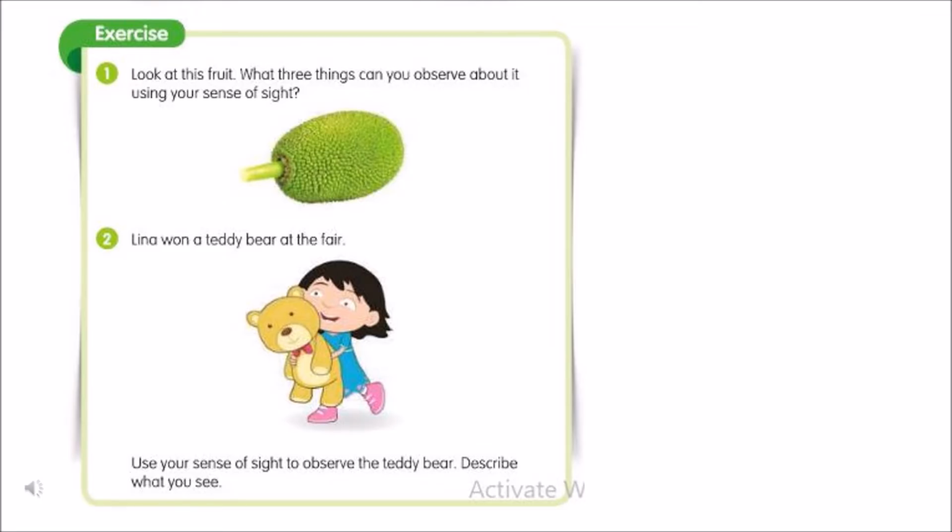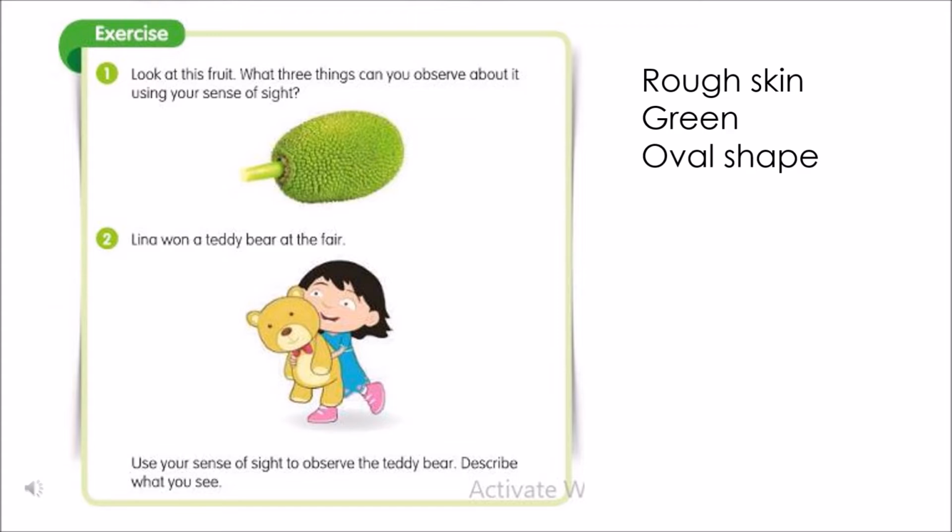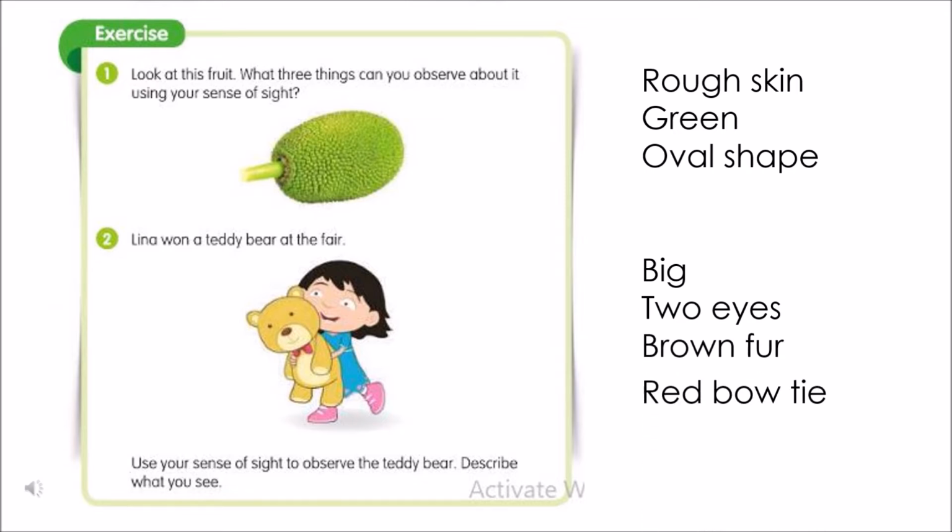For number 1, we could say the fruit has a rough skin, it is green, and it has an oval shape. Number 2, we could say the teddy bear is big, it has 2 eyes, it has brown fur, and it has a red bow tie.